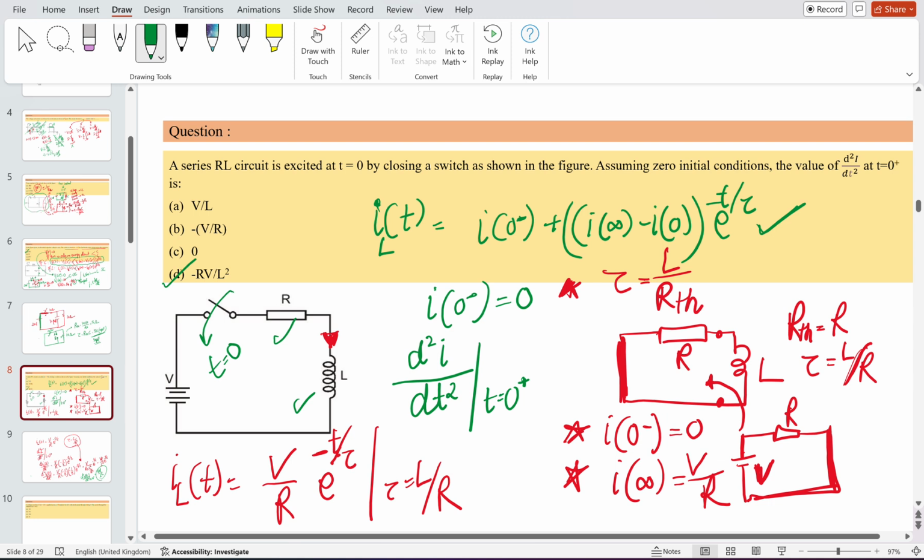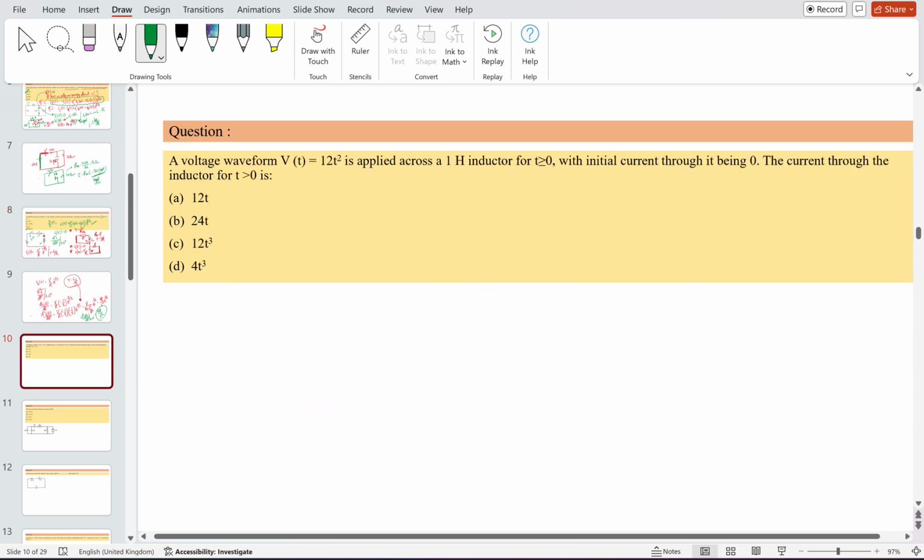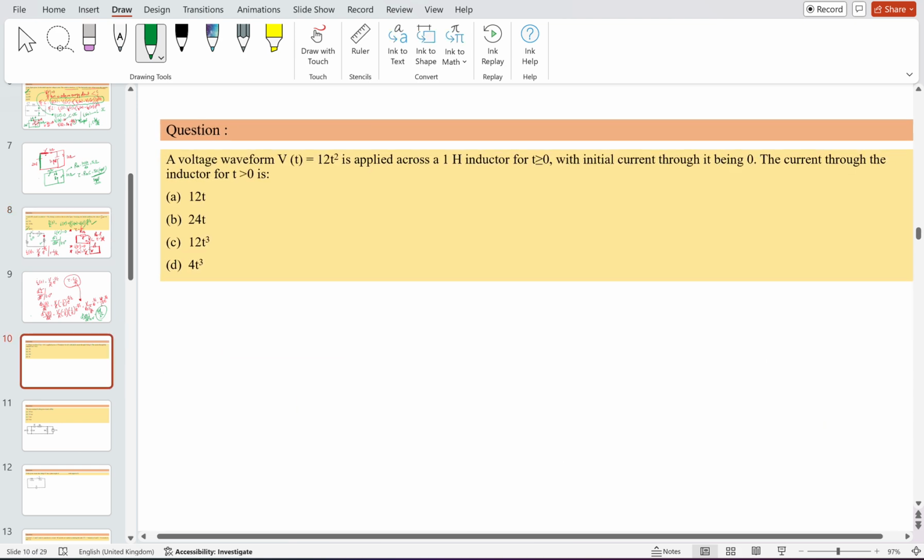So in this kind of problem, if there is one inductor or one capacitor given, use these methods. Okay, you will be able to solve any kind of problem. Okay, let's move forward and try to solve this. Use the same concept here.